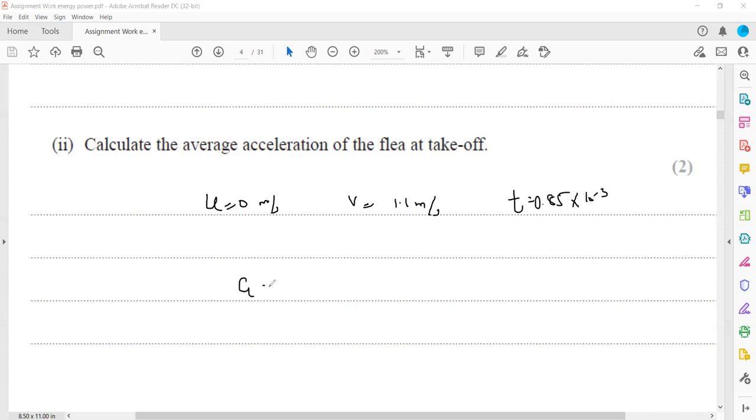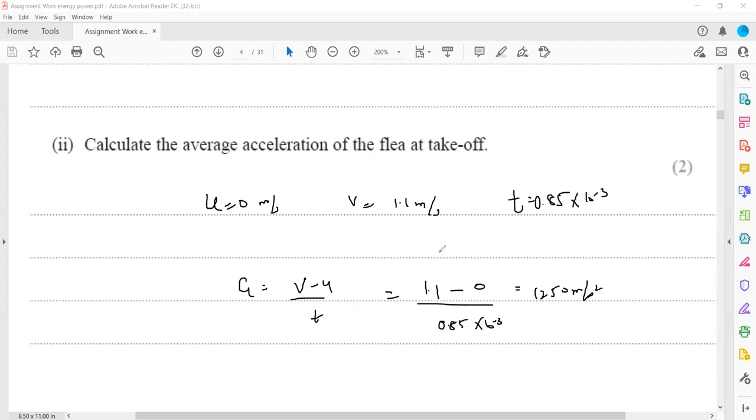So acceleration is the change in velocity divided by time. So it will be 1.1 minus 0 divided by 0.85 times 10 to the power minus 3. So this will give us the acceleration of this flea, which is about 1250 meters per second squared.